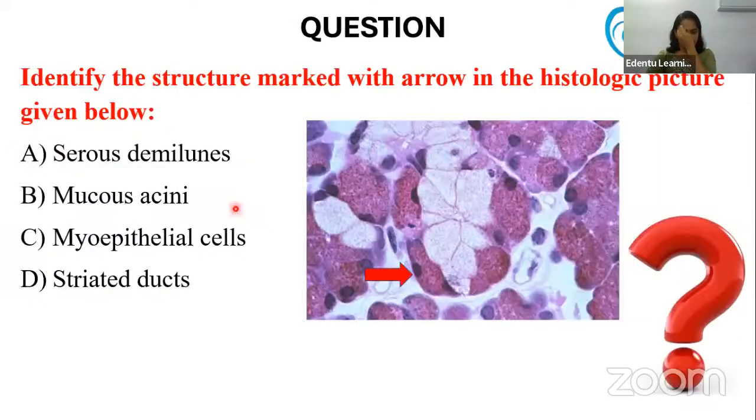Now, next question. Identify the structure marked with arrow in the histological picture given below. So it is evident that it is a salivary gland picture, and these are mucous acini, and these cells look like they hug the mucous acini. Let's see what this is. Is it serous demilunes, mucous acini, myoepithelial cells, or striated duct? Answer is option A, serous demilunes.